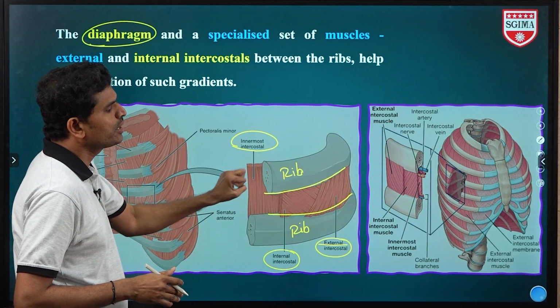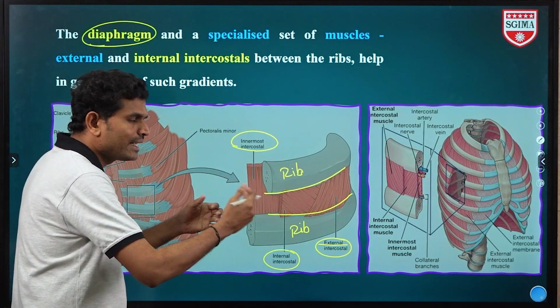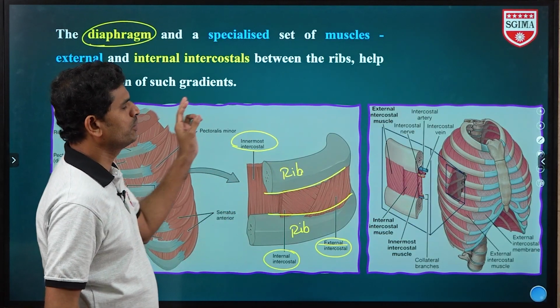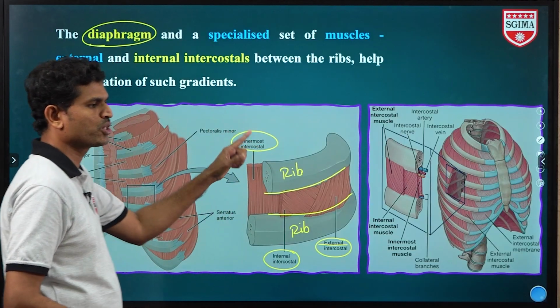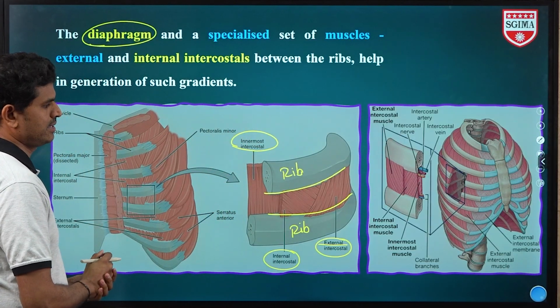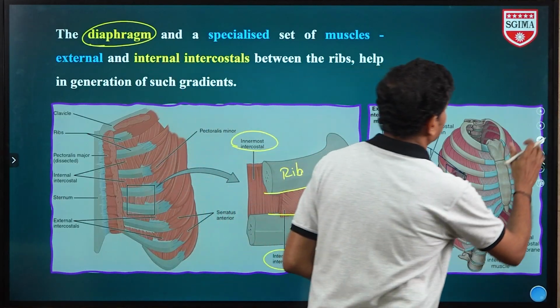These muscles are very important for creating the pressure gradient. So there are more chances of A point, B statements, coming in assertion reasoning questions. So let us see the next one.